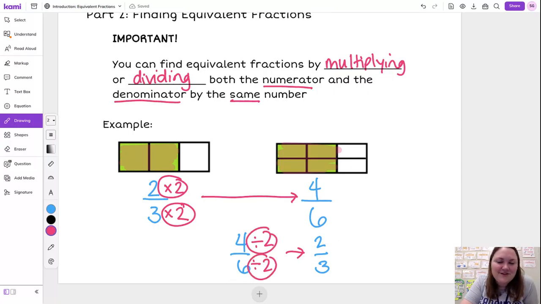A lot of today's lesson is going to be us practicing using multiplication and division to help make different equivalent fractions. And we might use some pictures like these to help us understand and confirm that these two fractions are equivalent.